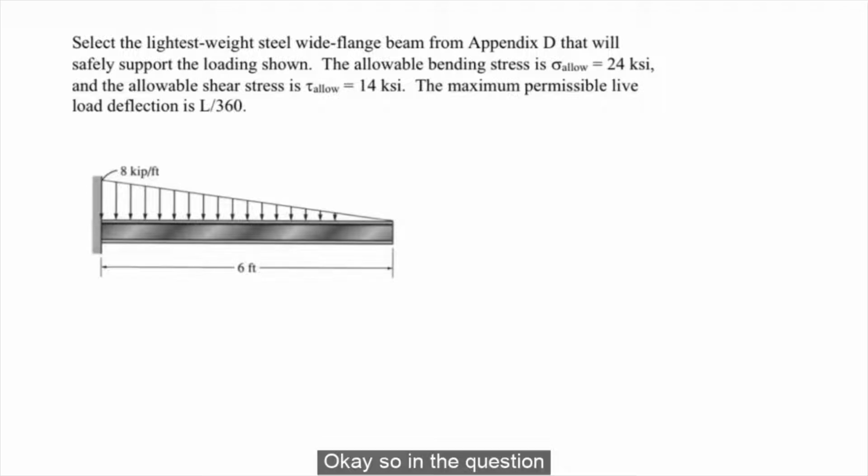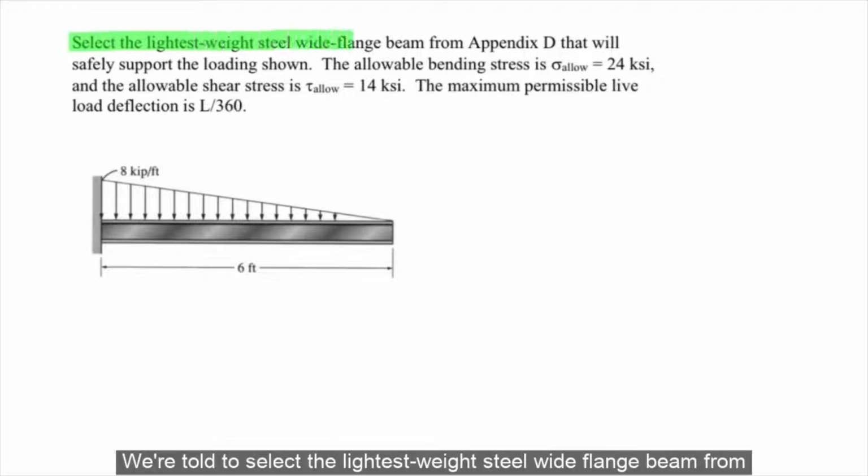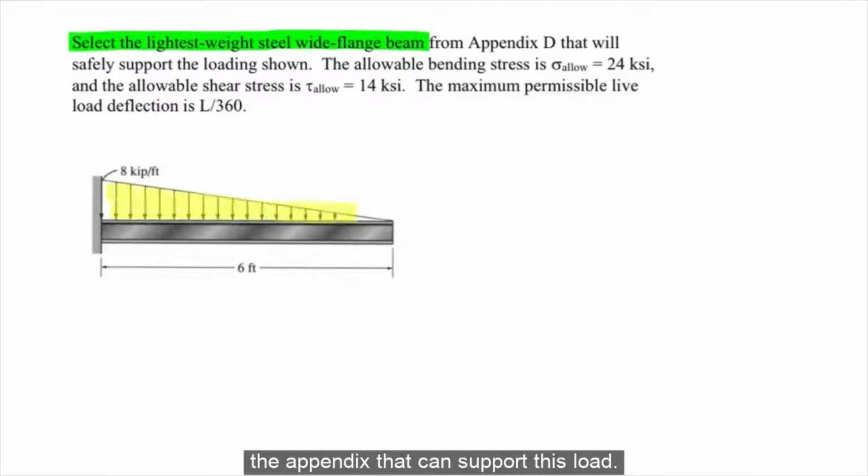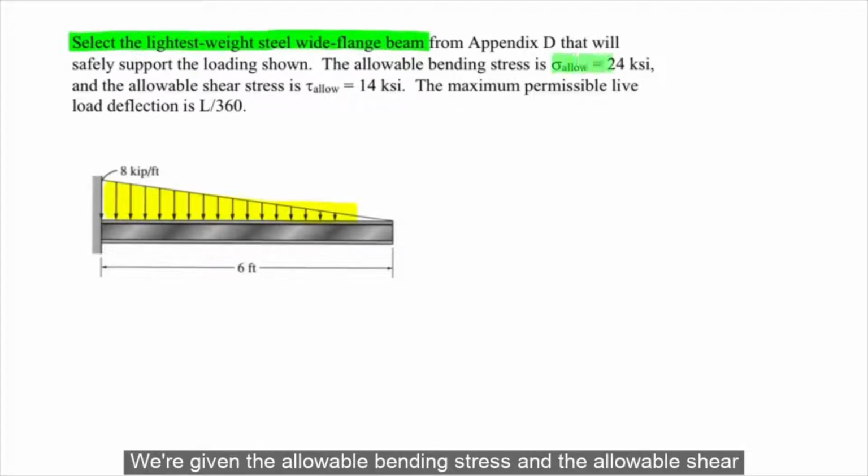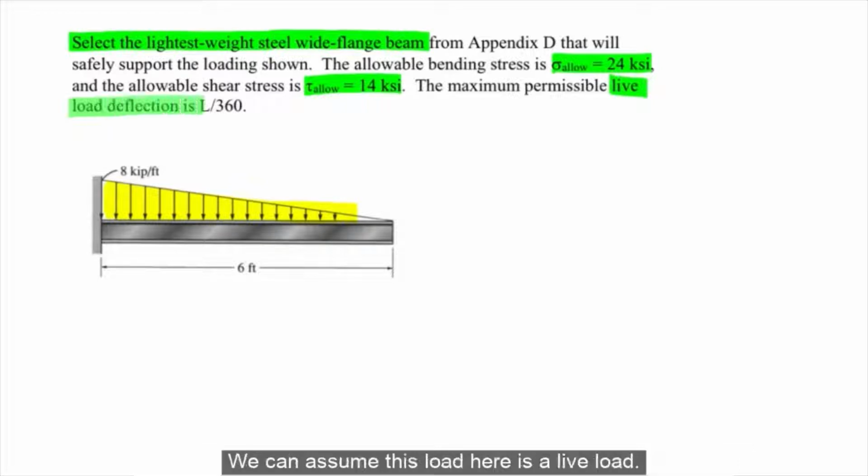Okay, so in the question, we're told to select the lightest weight steel wide flange beam from the appendix that can support this load. We're given the allowable bending stress and the allowable shear stress. Since we're also given the live load deflection equation, we can assume this load here is a live load.